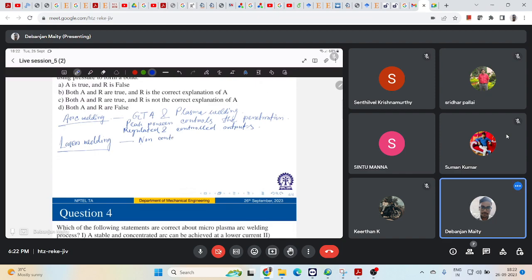So it's non-contact, with a less heat affected zone, less distortion also, and it is also precisely controlled.